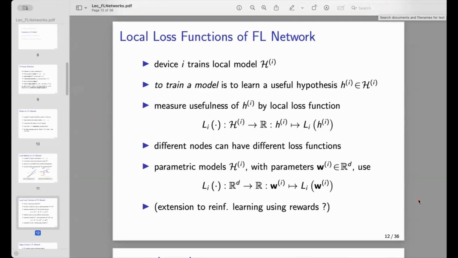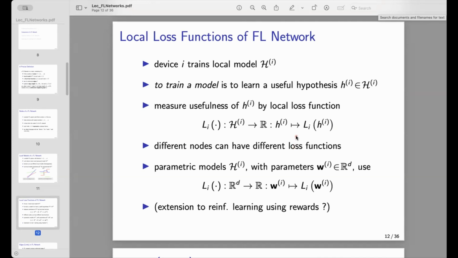In order to train a local model, we need some way to evaluate the usefulness of a specific hypothesis, like a specific linear curve in a linear model. So we need a loss function. And each node in a federated learning network carries its own loss function. So in particular, different nodes can have different loss functions.